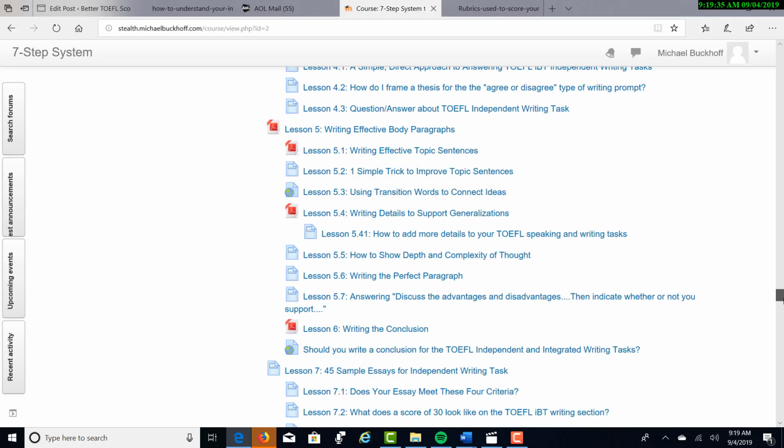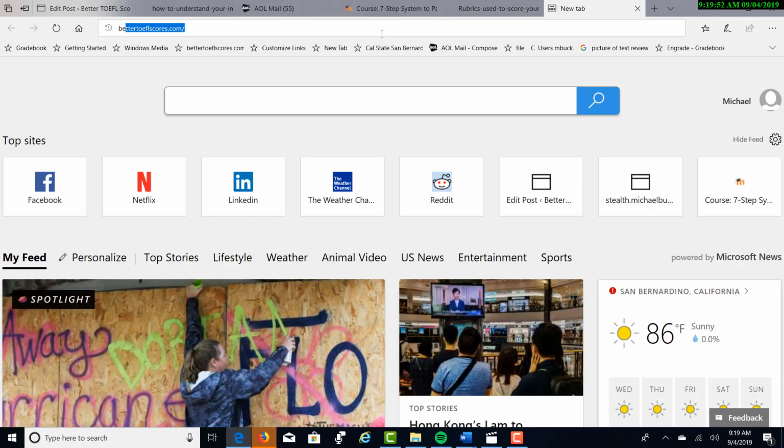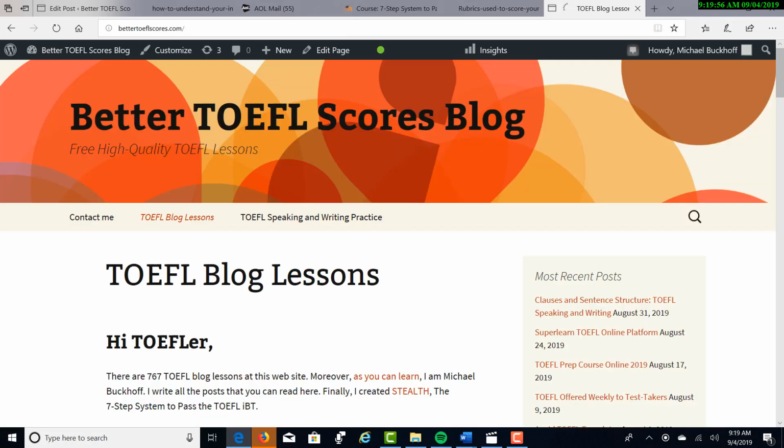Let me look. Transition words, I think you can do better. So lesson number 8, how to make your writing more coherent. I think you can do better with the transition words. So take a look at that. And there's one more lesson. If you go over to my Better TOEFL Scores blog, I'm going to show you one more lesson I want you to take a look at.